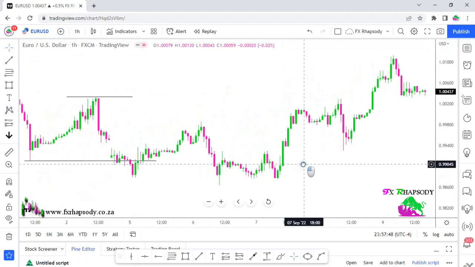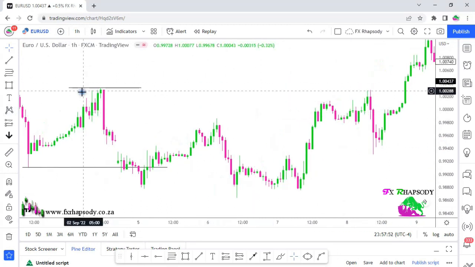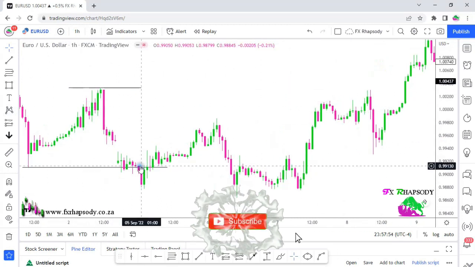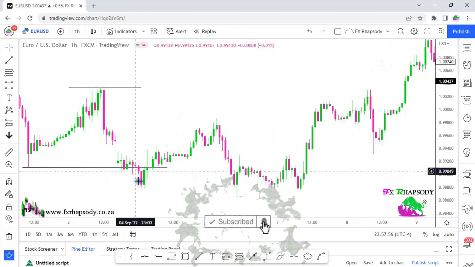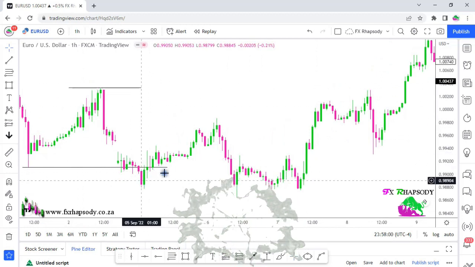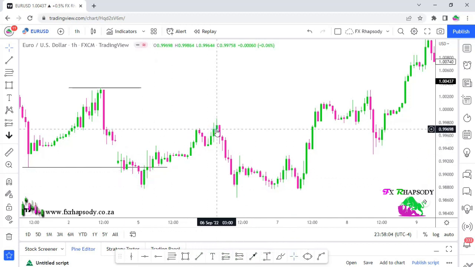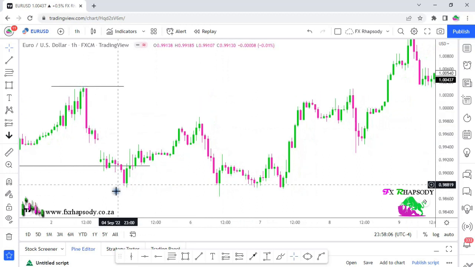So again, ending off previous weekend, we had a nice little area over here and over here that I was looking at. I think I did make a video about this, if I'm not mistaken, during the week. Just go have a look. And then price retracing up again, breaking that area, going up again.